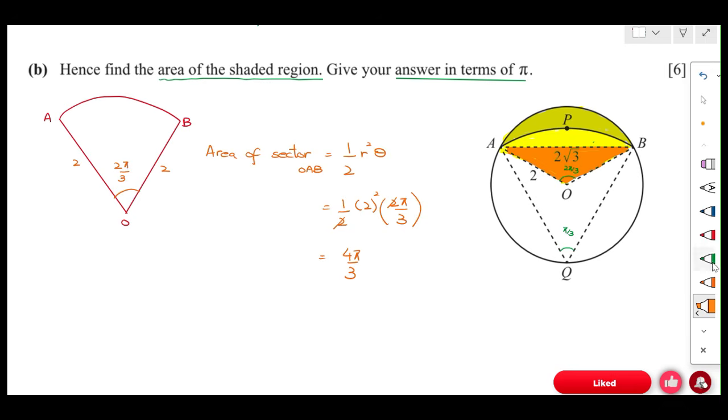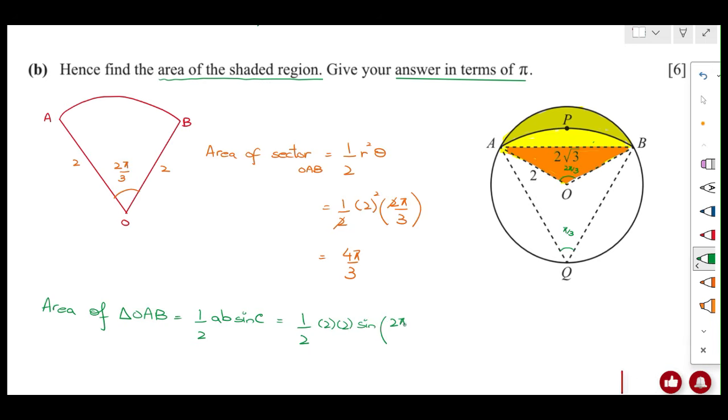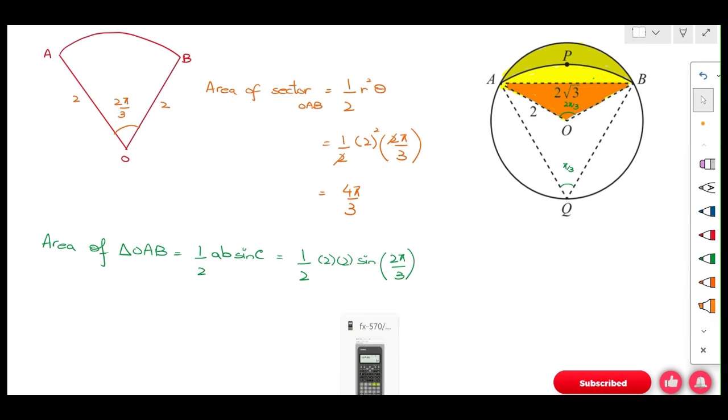Okay, now area of triangle OAB. Area of triangle OAB is equal to half AB sine C. Half AB are the two sides, which is 2 and 2, and the sine of the angle between them: 2 into 2 into sine of 2 pi by 3. All right, now let me calculate this.